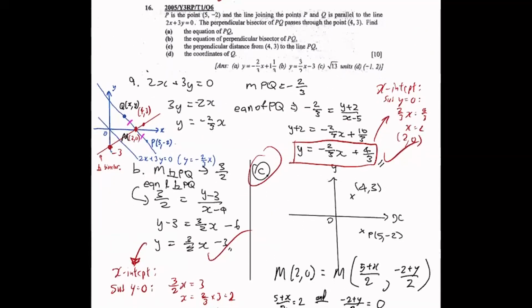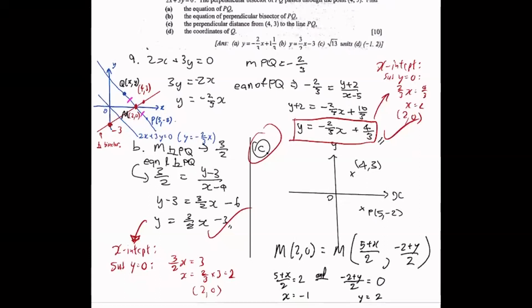Does it answer the question? How come you circled part C? Perpendicular distance. Oh, right. I'm supposed to answer the perpendicular distance. I ended up answering part D. Sorry. Perpendicular distance from (4,3) to the line PQ. Okay, we already found the midpoint there, so that just means we need to find the distance between M and (4,3).